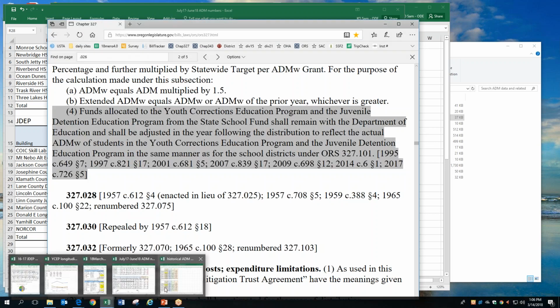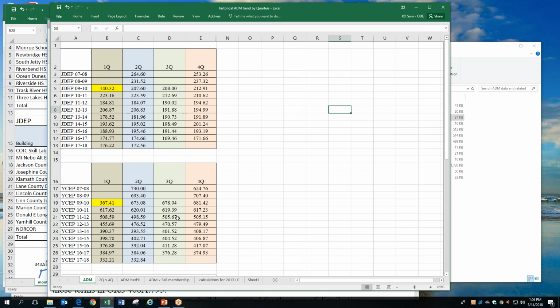And I'm going to show you some historical data on our ADM levels. So here's JDEP. Here's the fourth quarter. Last year was really low, where it dipped to 171. Other quarters, it was in the 190s.